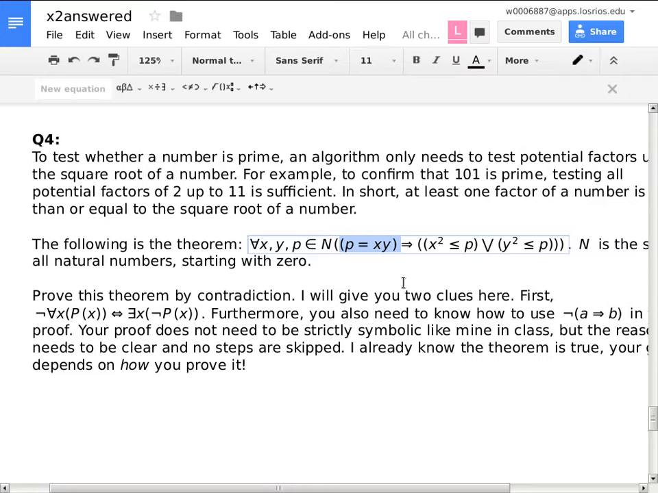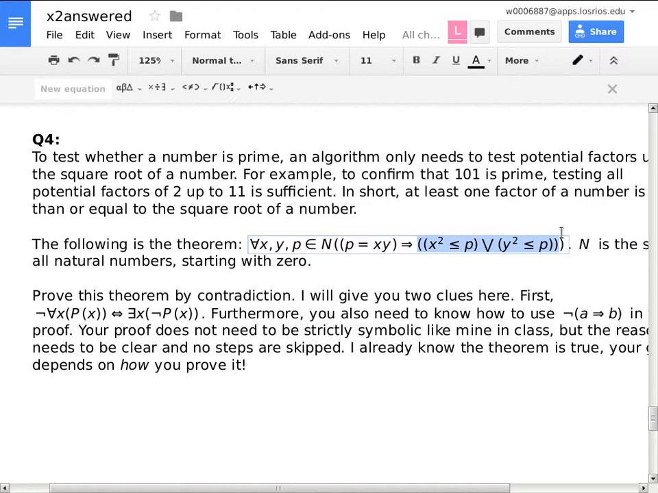Well, if that is the case, if the first part of an implication is true, then the truthfulness of the entire implication now depends solely on the second part. The second part is a disjunction. The B is a disjunction. And it's saying x squared has to be less than or equal to p, or y squared has to be less than or equal to p.